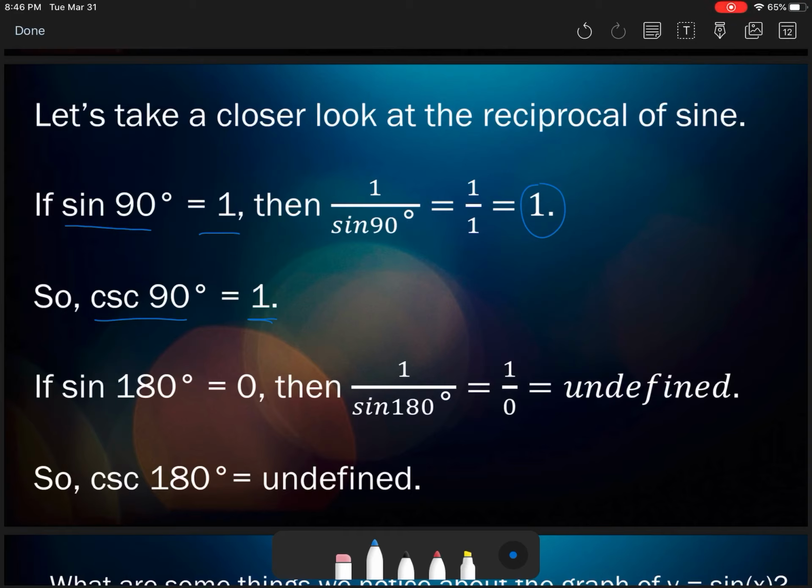Okay, in this case, both the sine itself and its reciprocal are going to be the same thing. Let's take a look at 180 degrees. The sine of 180 is equal to 0. Now in this case, 1 over the sine of 180 is going to be 1 over 0. Remember, we cannot have 0 in the denominator, so that's going to be undefined. So cosecant of 180 degrees is undefined.